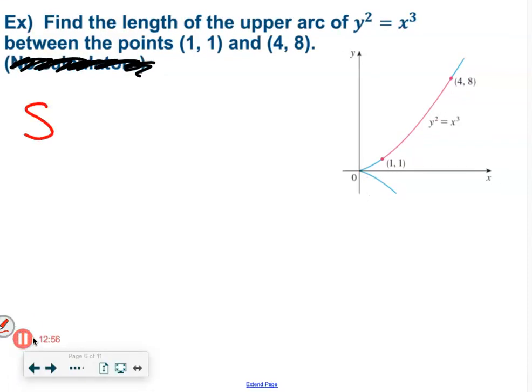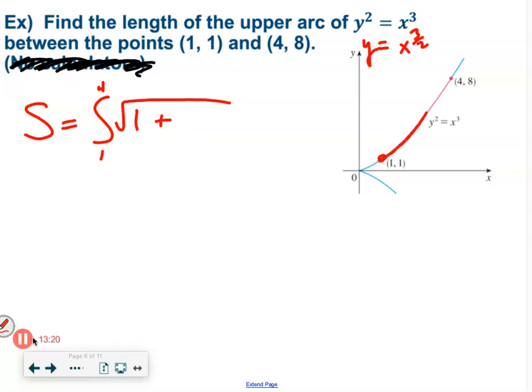Rashmi, so let's check your setup. If you do it dx, what are your limits? 1 to 4. Don't forget when you're typing in your calculator to put the root. Don't forget the root. 1 plus... So for this upper arc, if I solve for y, I get x to the 3 halves. It's really plus or minus, but since we're only doing this positive part, you just need the positive.